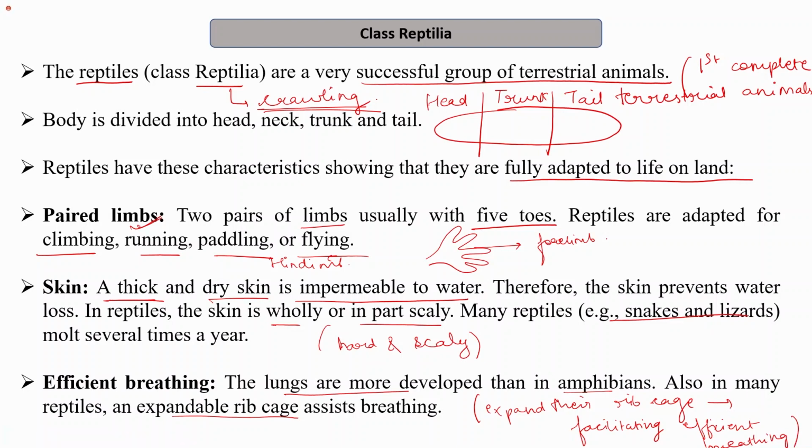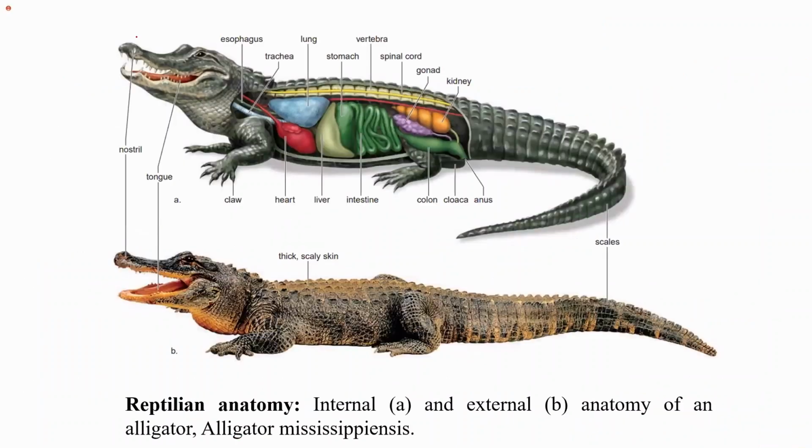So these characteristics, and many more that we are going to learn, help the reptiles adapt to life on land. This is the basic anatomy in which they have a well-developed nostril and a well-developed alimentary canal that consists of the tongue, esophagus, and stomach. Their opening is known as the cloaca, and the waste is secreted out through the anus.